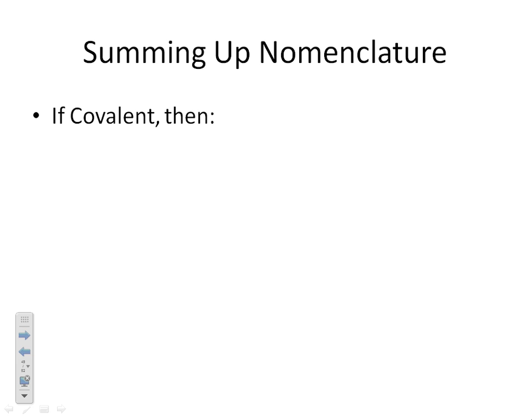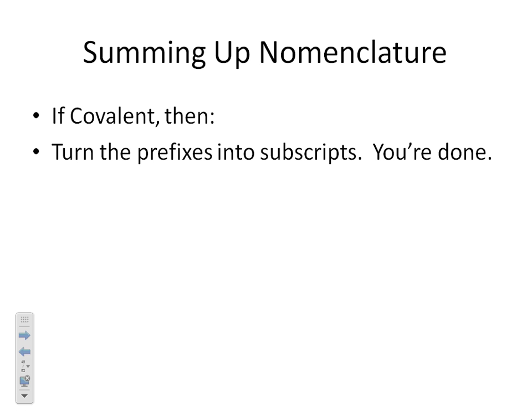If, however, it's covalent, if you determine from the name that you have covalent bonding, then writing the formula is honestly ridiculously, stupidly easy. Figure out what subscript the prefix is talking about and write it down. And you're done. That's it. There's no reducing. There's no balancing charges because there are no charges. This is covalent bonding. No charges. Just turn the prefix into subscripts.